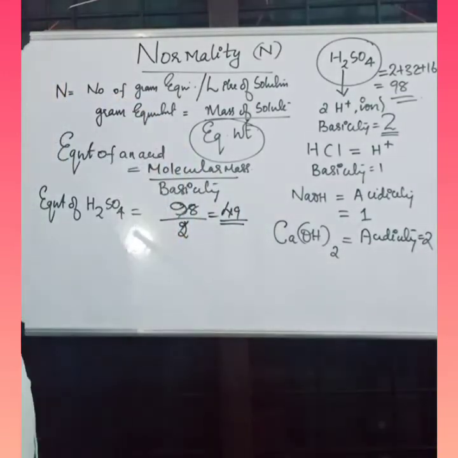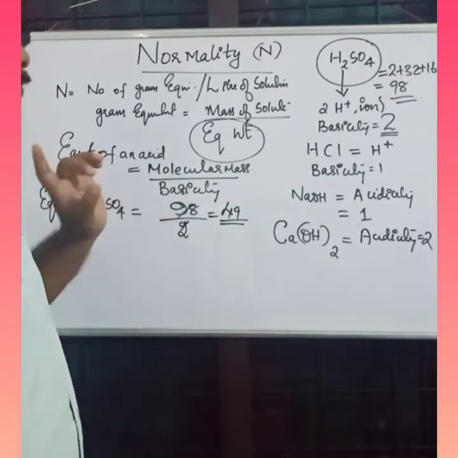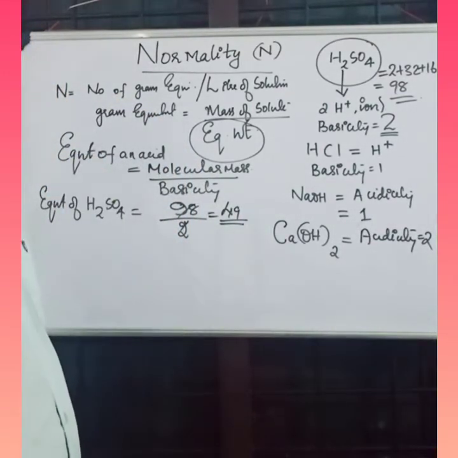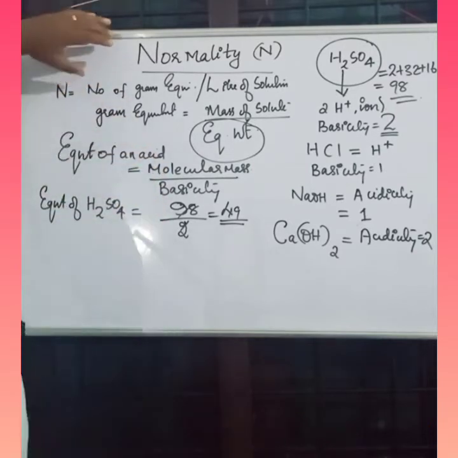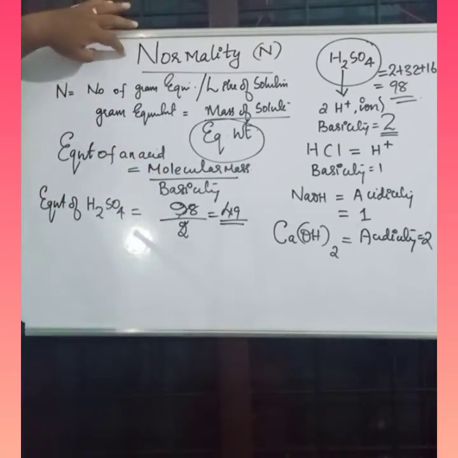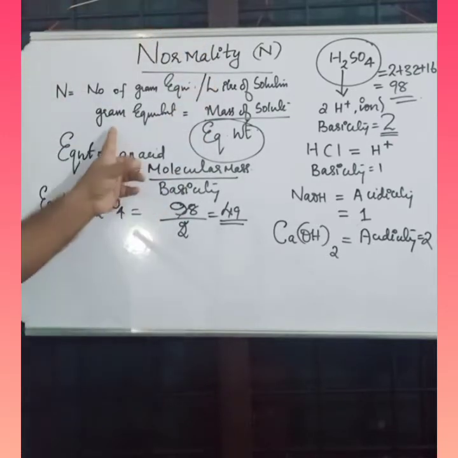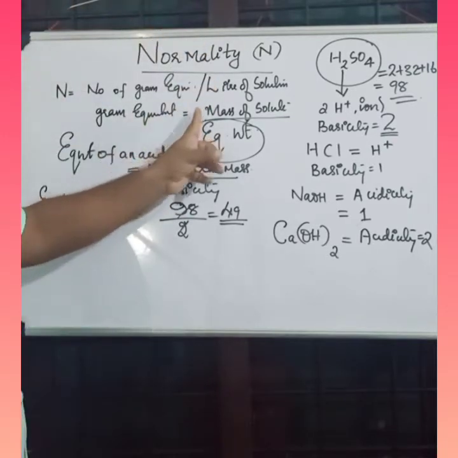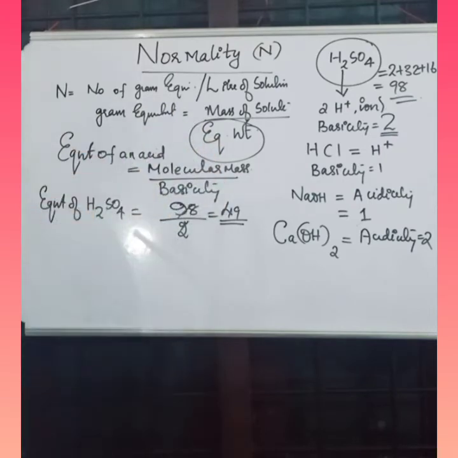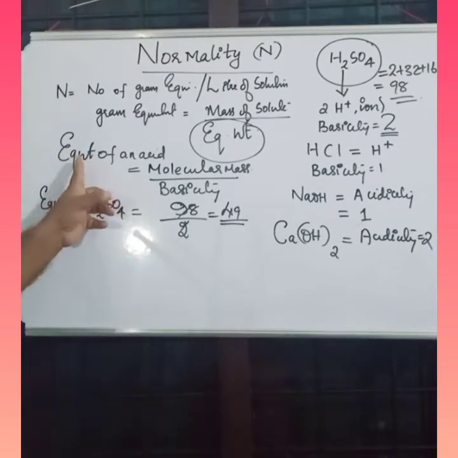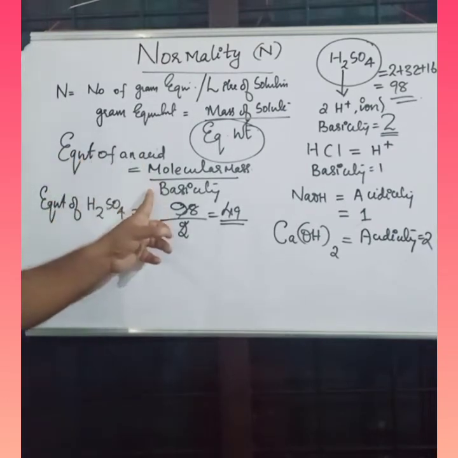This is the equivalent weight of sulfuric acid. Normality requires the number of gram equivalents per liter. What are gram equivalents? Mass of solute divided by equivalent weight. This is the equation for the equivalent weight of an acid.